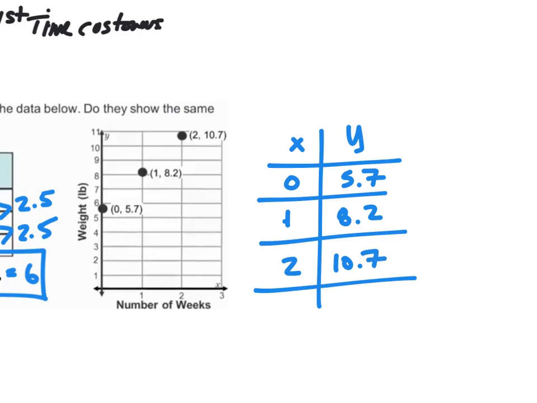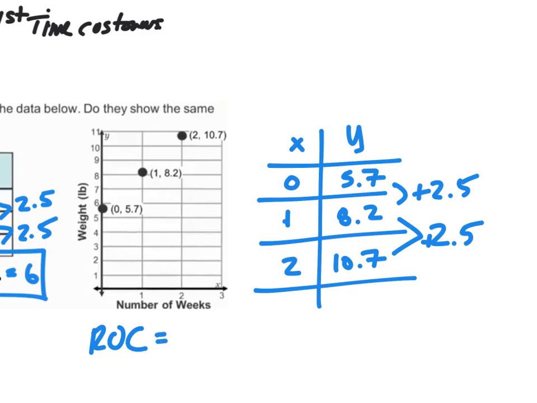So here's what I've got. 10.7 minus 8.2 gives me 2.5, so to get that, it's plus 2.5. And 8.2 minus 5.7 is also 2.5. So here's what we got: our rate of change is the same.